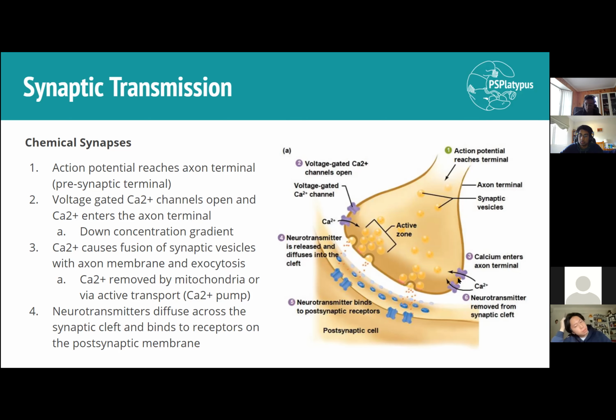So we don't want calcium to just hang about all the time. Since we only want it to enter and act as an intracellular messenger when action potentials occur, we're going to remove it by mitochondria or via active transport. Active transport is the Ca2+ pump. Neurotransmitters diffuse across the synaptic cleft and bind to receptors in the postsynaptic membrane.